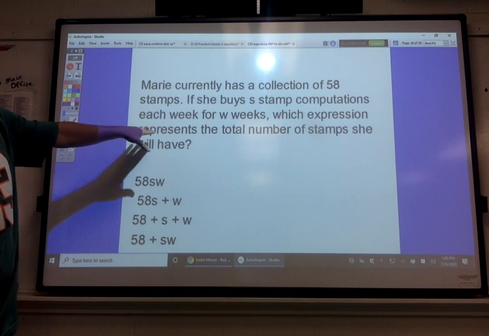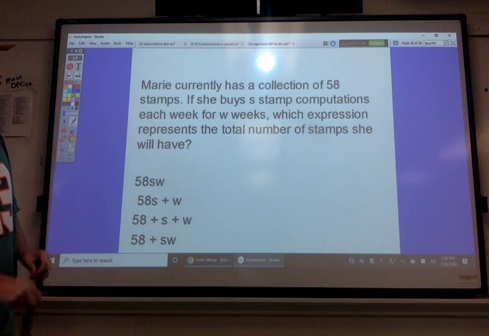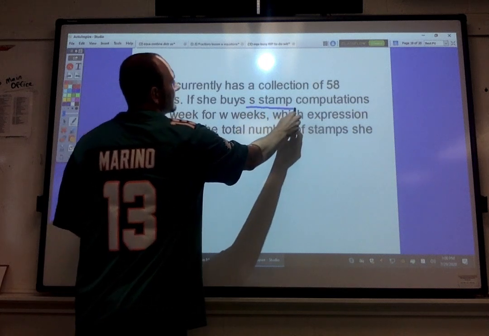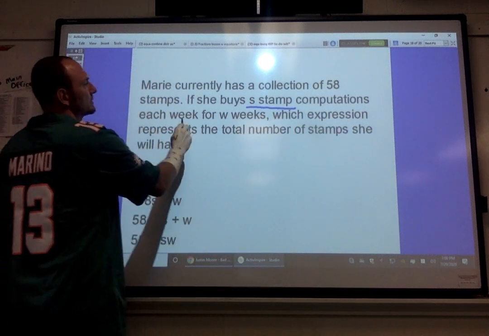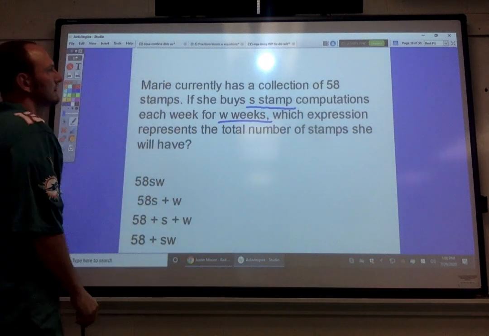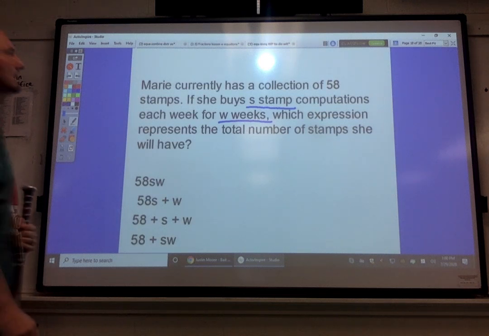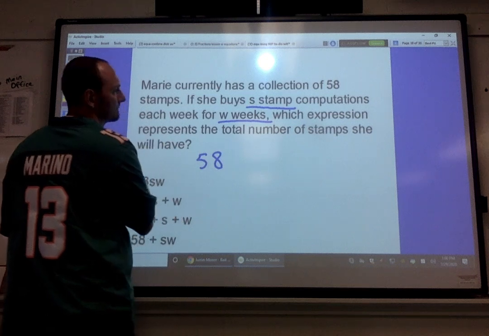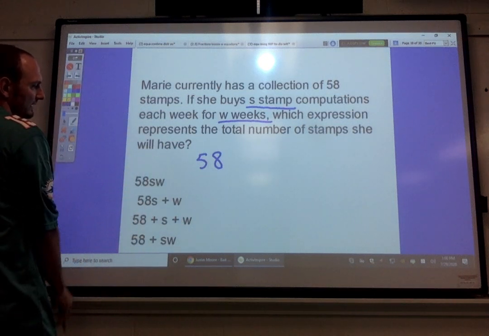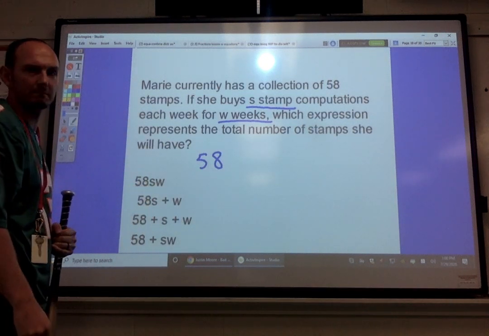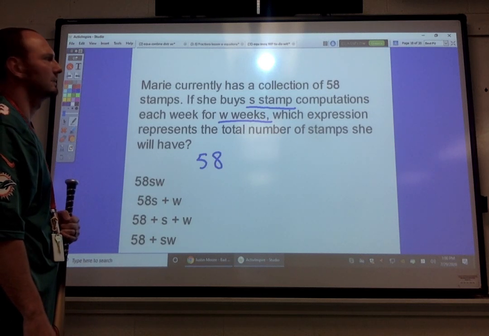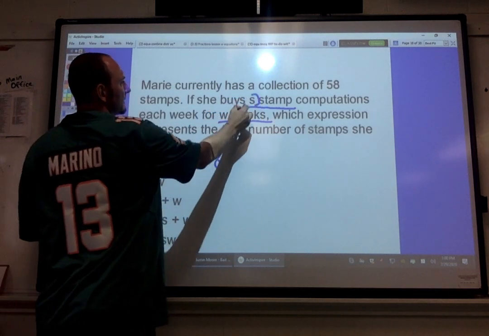Which expression represents the total number of stamps she will have? So we got to understand the stamps. She buys S stamps for each week. You currently have 58. So you have 58. Okay, I'll have 58. Here they're multiplying. So am I buying 58 per week? No, I'm buying S amount every week.